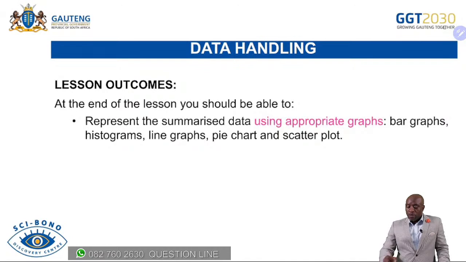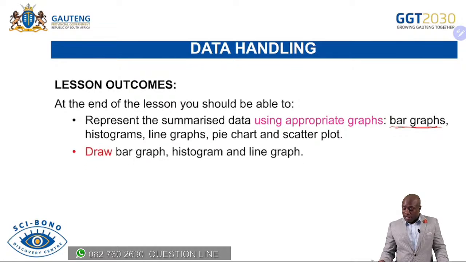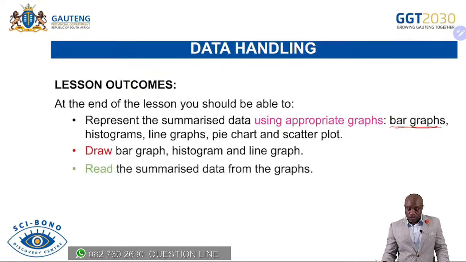And graphs will come in many forms. Bar graphs, I don't know how many types of bar graphs we have. There are so many. We'll list them as we go. So bar graph, histogram, line graphs, pie charts, and scatter plots. Right, I'll add the other one, which is the box and whisker that we'll start with.